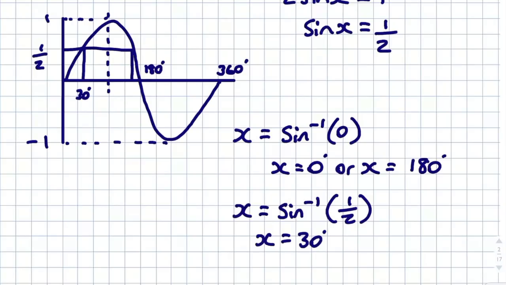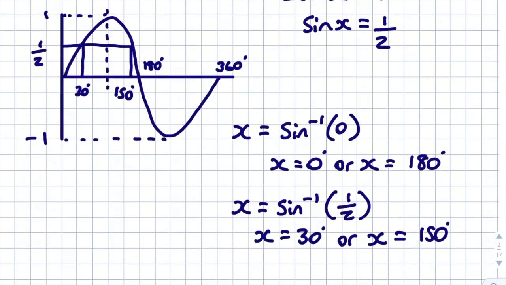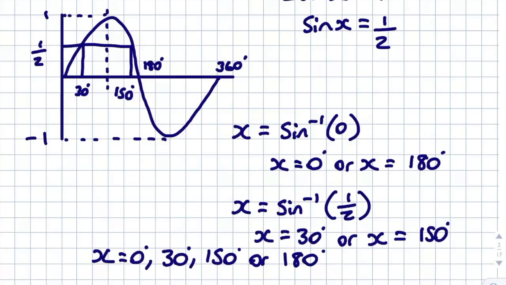And because this graph is symmetrical, if my last value of x for this function is 180, if we consider all of our x values between 0 and 180, I'm going to need to subtract 30 in order to work out what my other x value is. So that's going to give me a value of 150 degrees. So we can say our other x value must be 150 degrees. So as you can see, we have ended up with four x values. x equals 0, 30 degrees, 150 degrees, or 180 degrees.